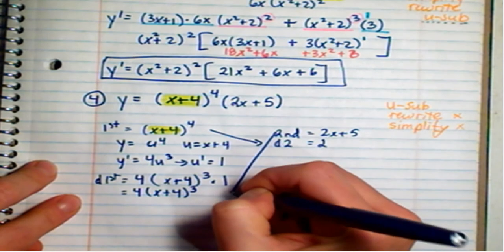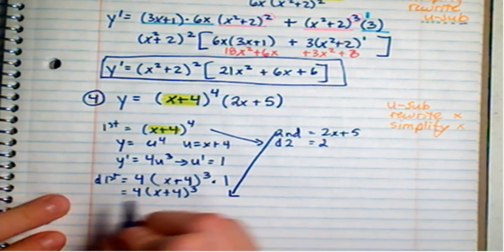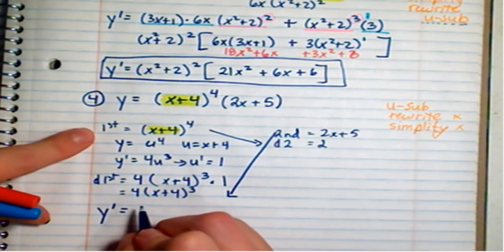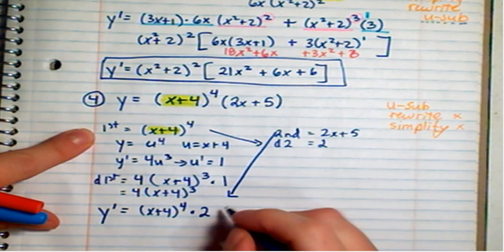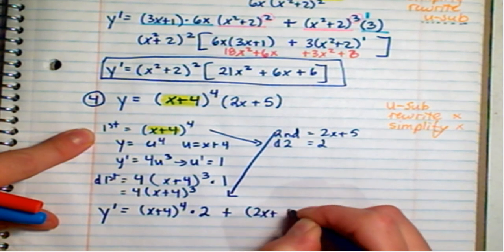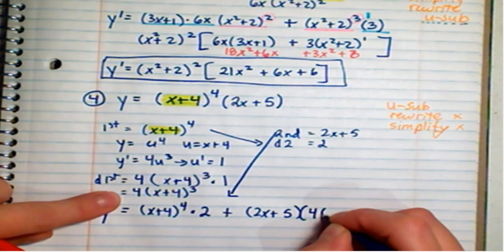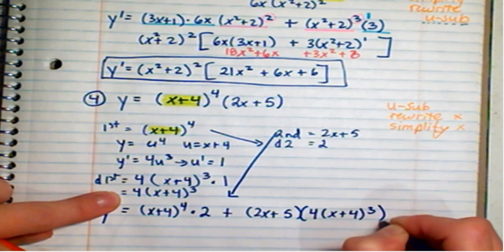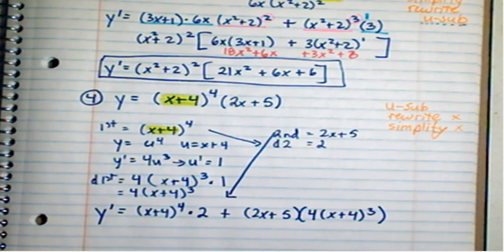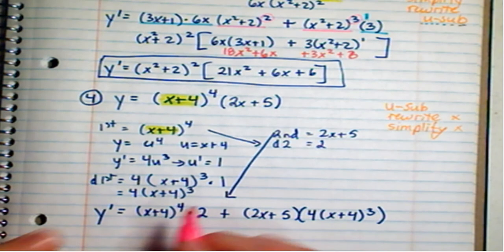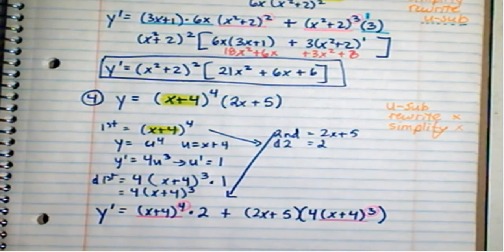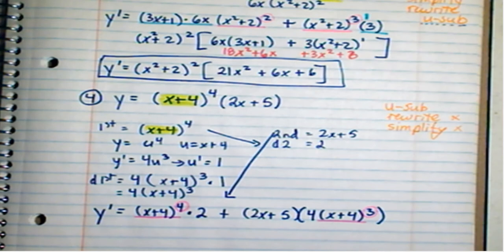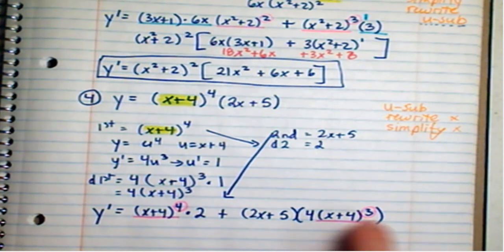Let's do our product rule. y prime equals the first times the derivative of the second plus the second times the derivative of the first. Oh, so fancy. It appears as though I have some things that are common, but only 3 of them are common, right? Because this one has 4, this one has 3.